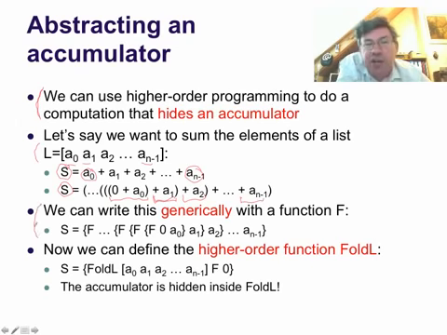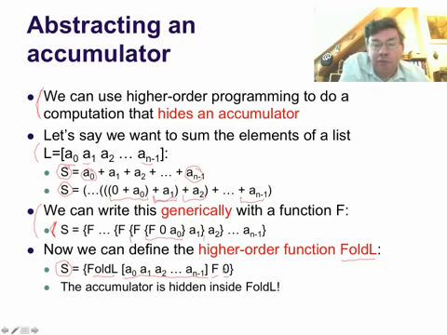Replacing the plus by any function, f, we have this: f of 0, A0, given as an argument to f with A1, and so on, up to An. We can define a function that does this. This function has a name. It's called foldL, L for left associative. So we can say S is equal to foldL, and here we have the list, and here we have F, and here we have the initial value 0. Notice no more accumulator. It's hidden inside the foldL.